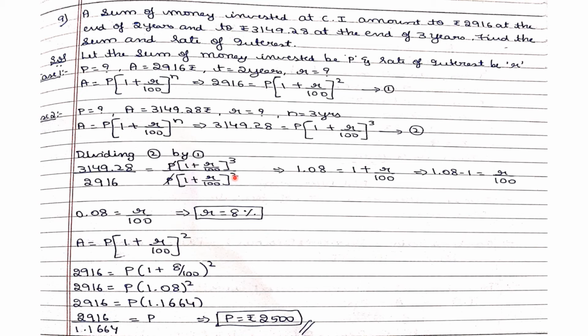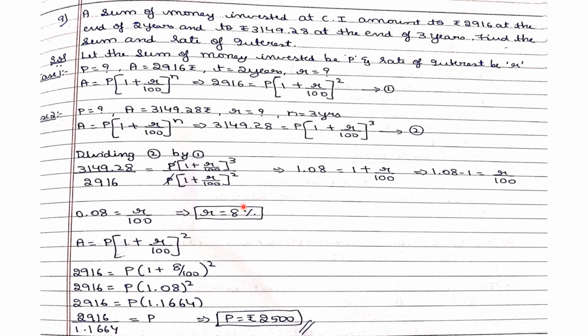So if you are equating this, I have taught you what indices are. According to indices, whenever it is division, we subtract the powers, that is 3 minus 2. So you will get 1. So 1 plus R by 100 to the power of 1 is nothing but 1 plus R by 100. Next, this 1 which is in RHS will go to LHS. 1.08 minus 1 will become R by 100. So now cross multiply, you will get 0.08 is equal to R by 100. So the rate of interest will be 8%.